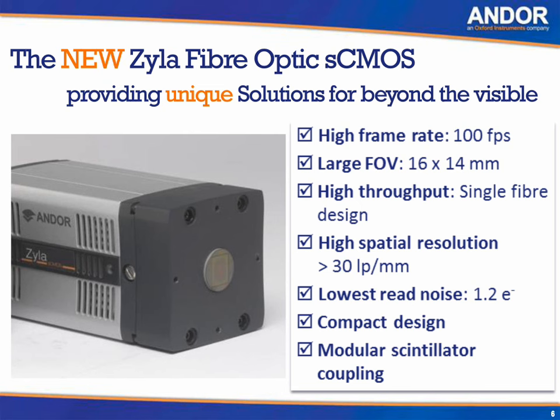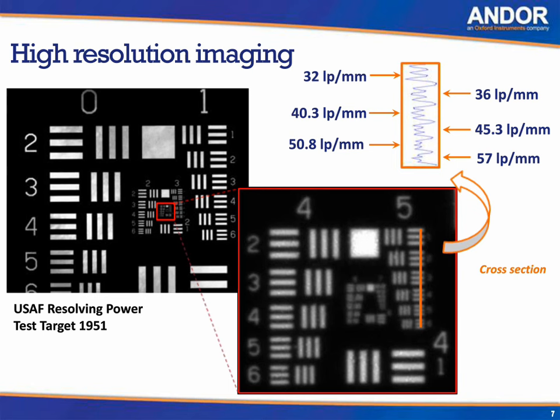So we use a modular scintillator coupling. When we look at the actual optical performance of the camera, just before we couple anything on, we can show that we have a nice, efficient, and effective design. We do this simply by looking at a USAF 1951 target. Here, all we're doing is looking at the resolving power test target, which I'm sure a lot of you are familiar with.